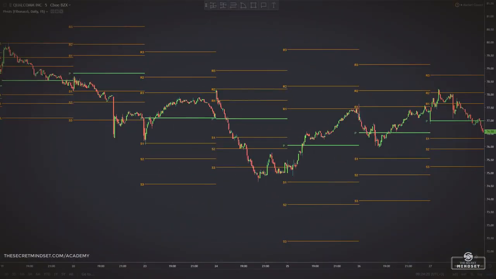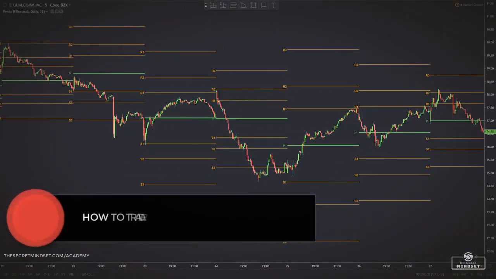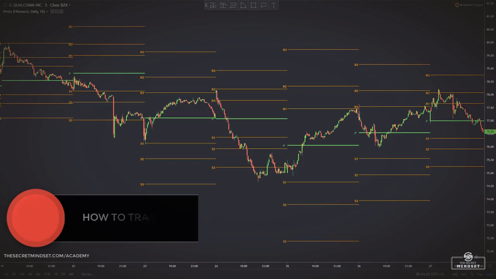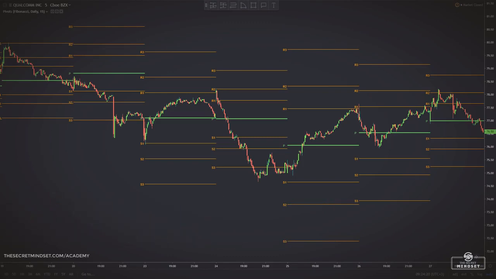Now let's see how to trade using Fibonacci pivot points. This trading strategy is very simple, but is one of the most powerful ways that you can take away from trading with Fibonacci pivots. The trading rules are straightforward.